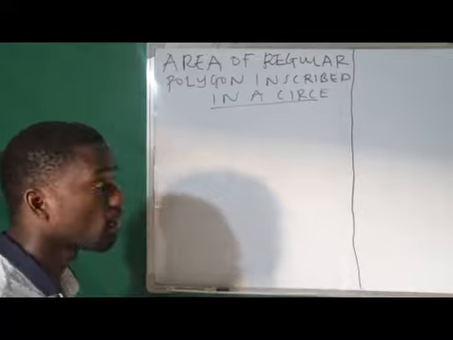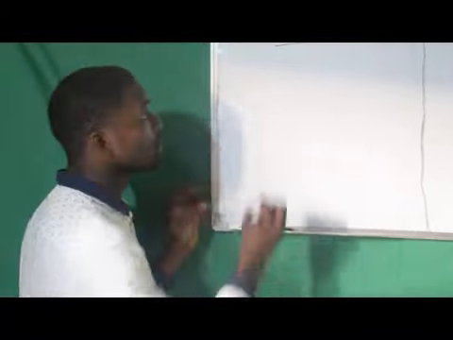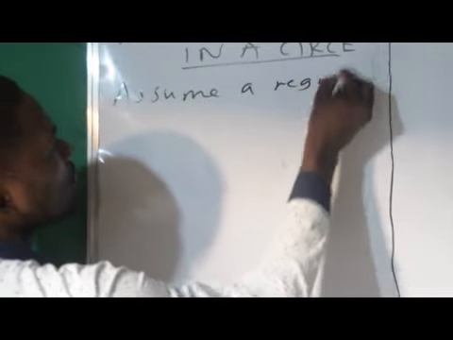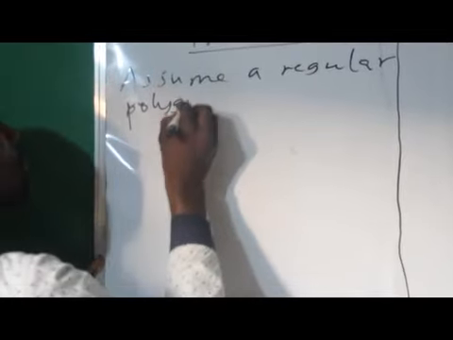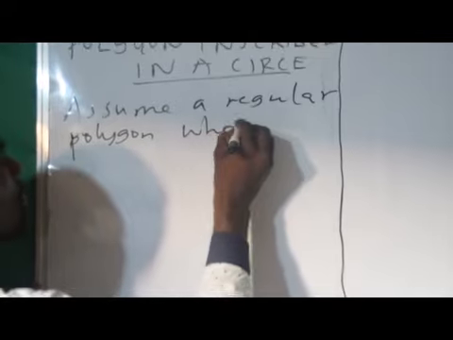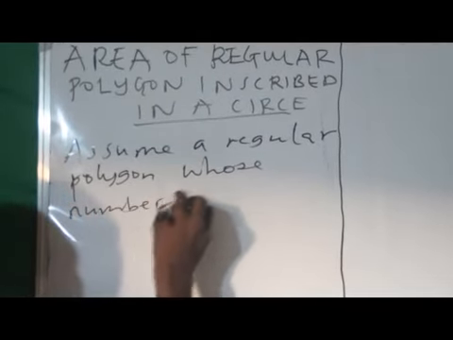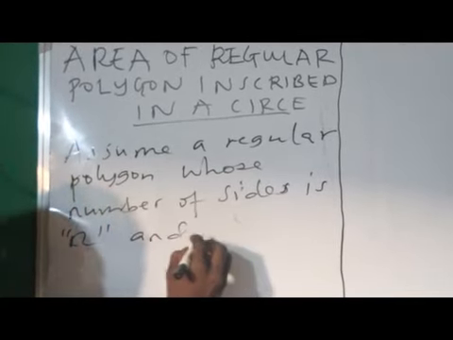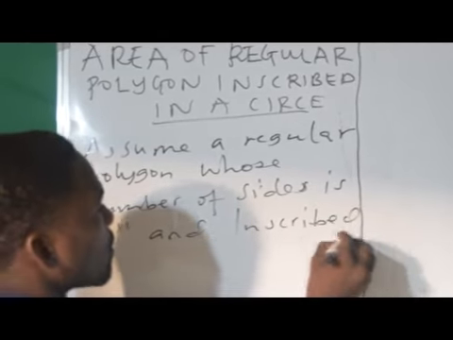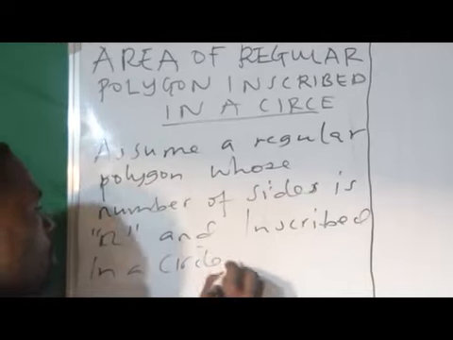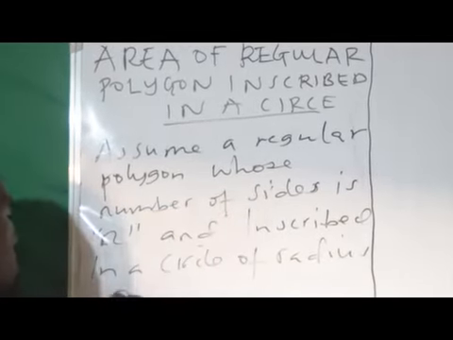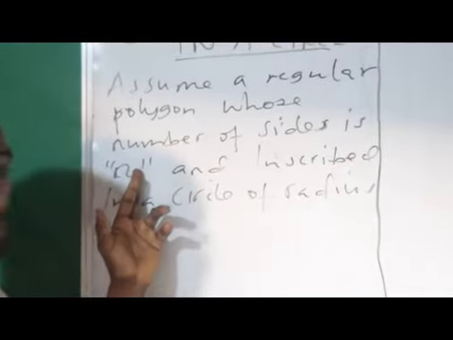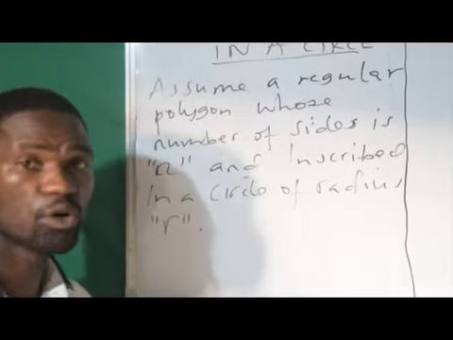In order to have this formula, first of all, audience, please assume that you have a regular polygon whose number of sides is n and inscribed in a circle of radius r. So let's start with this assumption that you have a regular polygon whose number of sides is n, and this regular polygon is inscribed in a circle whose radius is r.